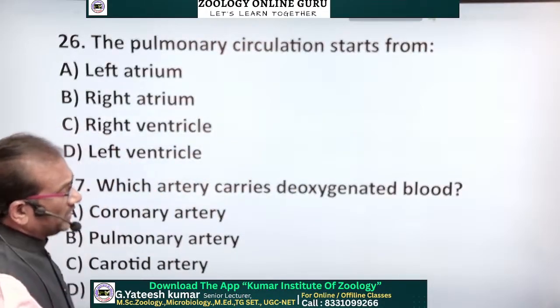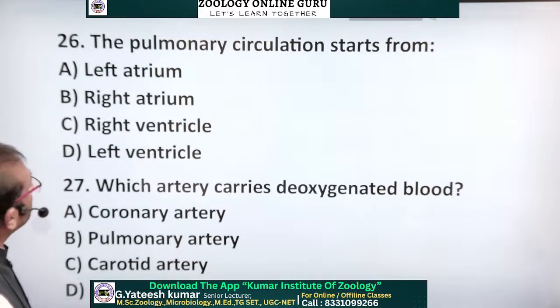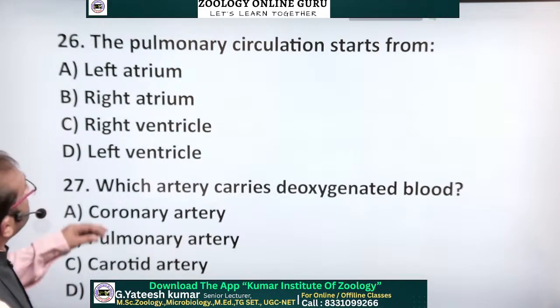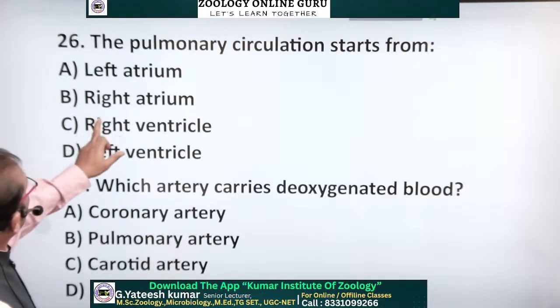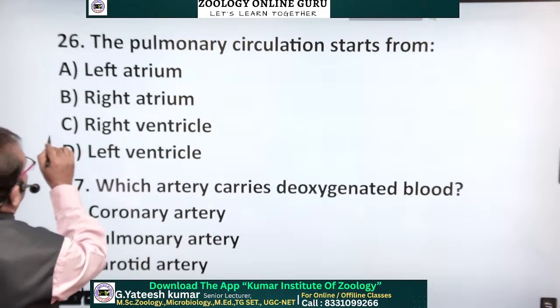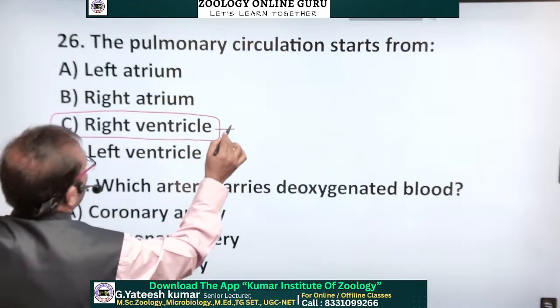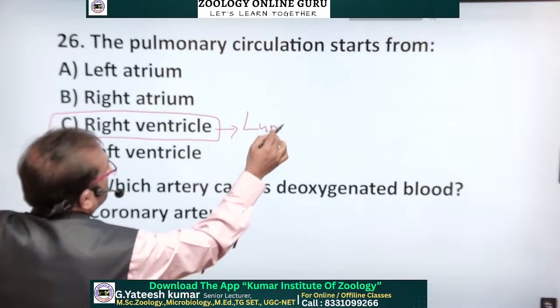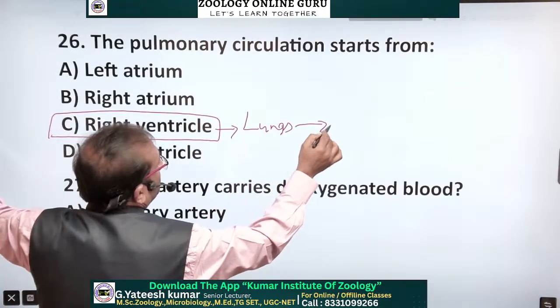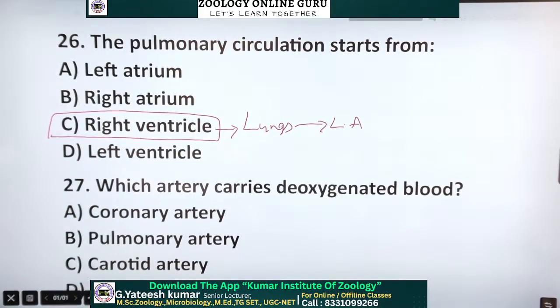Next, the pulmonary circulation starts from the right ventricle. So from the right ventricle to the lungs, and from the lungs to the left atrium. So this is about the pulmonary circulation.